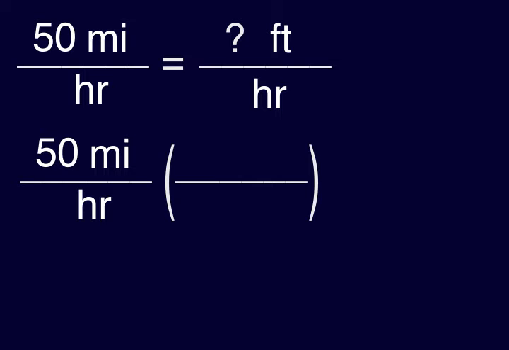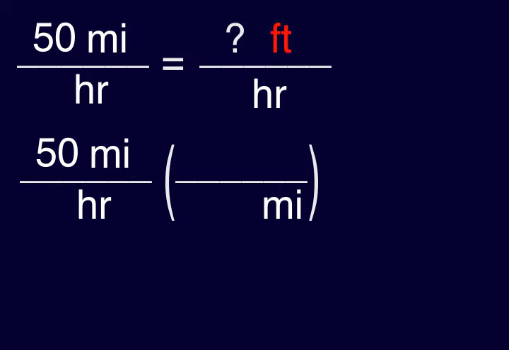Then, you must identify which unit is in the original ratio that you do not want in the new one. That unit is the one you must cancel. Since hours are in both the original ratio and the new one, we do not need to cancel hours. Miles, however, is in the original ratio, but not in the new one, so we must cancel miles. Since miles are currently in the numerator, we must put miles in the denominator to cancel them.